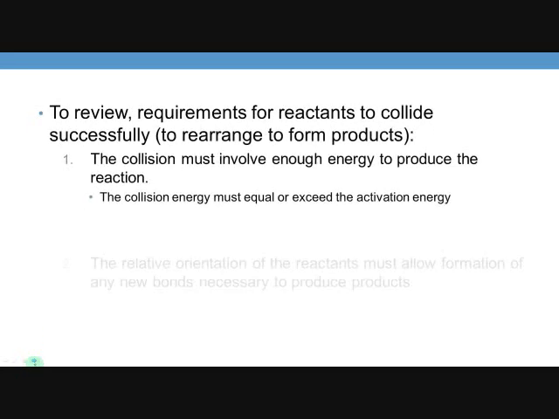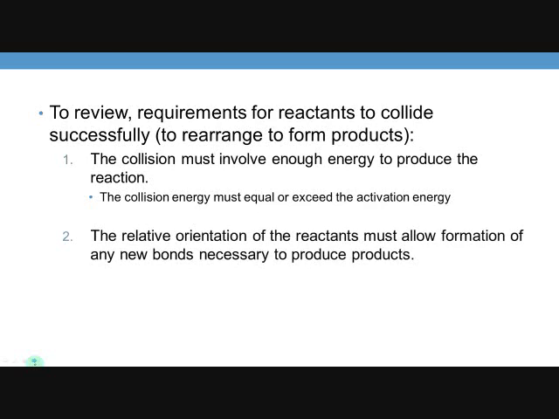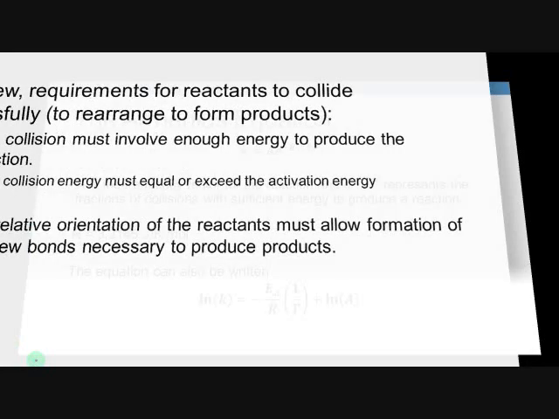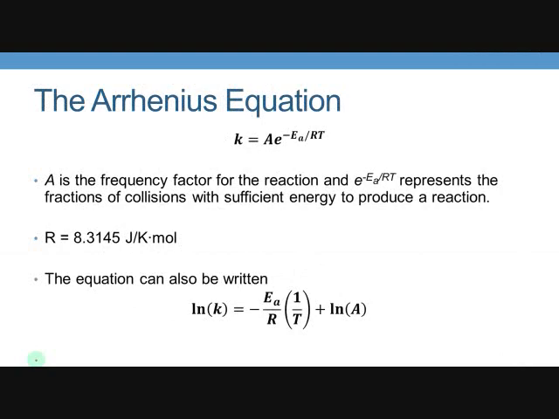So to review, the requirements for reactants to collide successfully mean that they have to have enough energy. So the collision energy must equal or exceed the amount of activation energy required. And the relative orientation of reactants must allow formation of any new bonds necessary to produce products. Well, to relate all of this, Svante Arrhenius came up with this equation where K is still the rate constant.